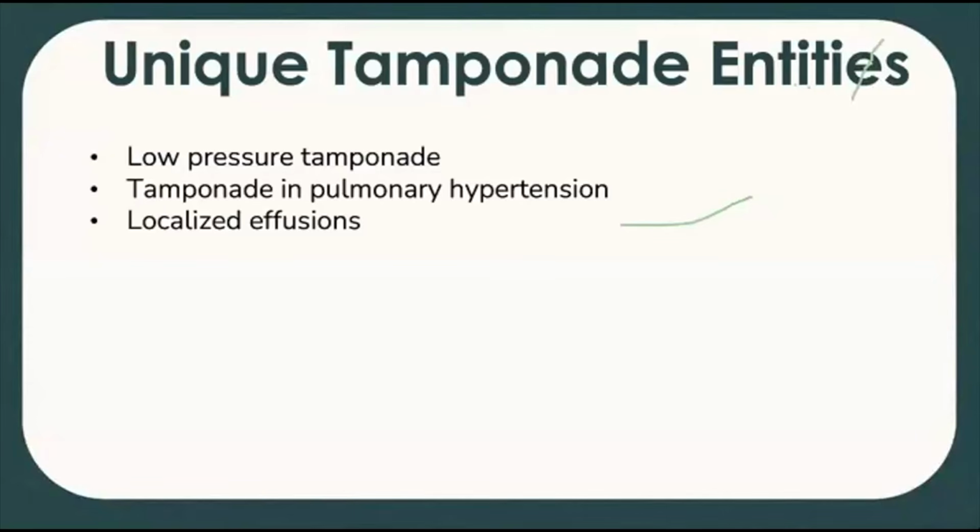But you can get it in the following situations, which is when you have rapid accumulation of the fluid, like an acute hemorrhagic pericardial effusion, or a subacute pericardial effusion with acute volume loss, so GI bleed, diuresis, dialysis, and so on.